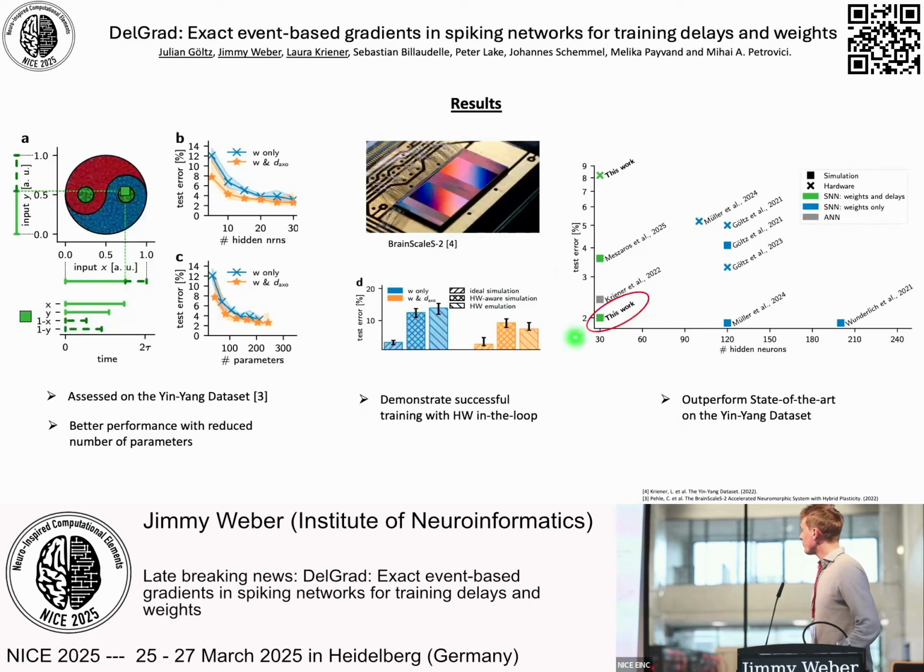And finally, if we contextualize our method in the state of the art, you can see that this work is better in terms of test error for a reduced number of hidden neurons.